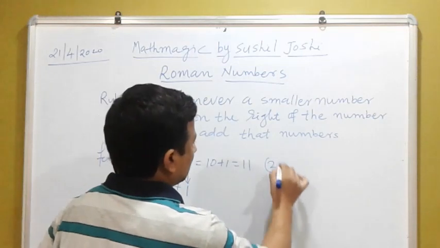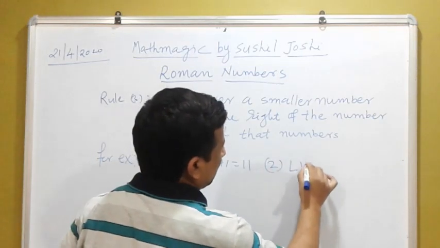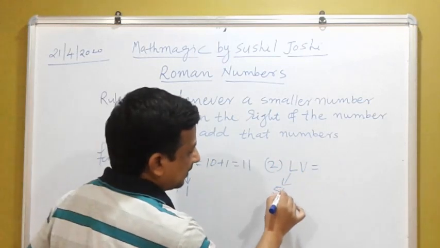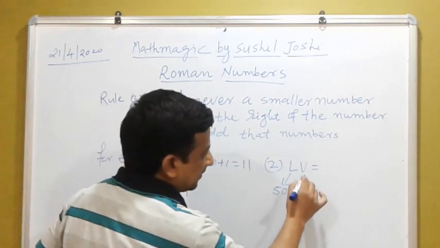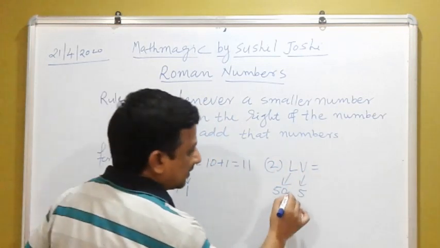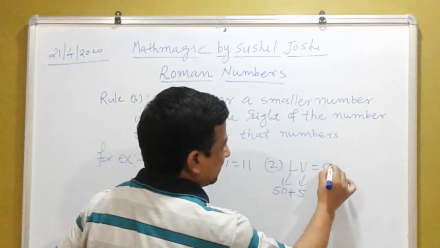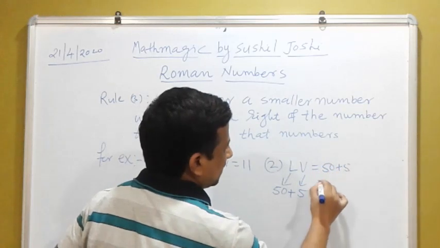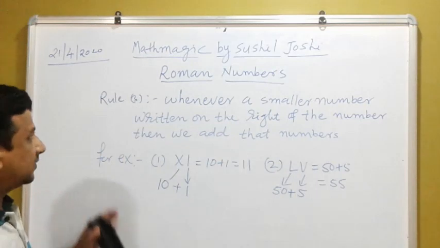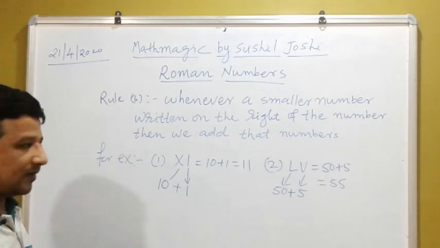Number 2, look here, LV. L represents 50, remember that. V represents 5. 5 is the smaller number, L is the greater number, so we add these two numbers, that is 50 plus 5 is equal to 55. So this is rule number 3.